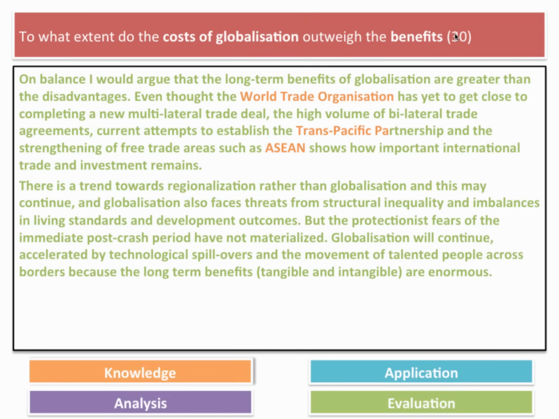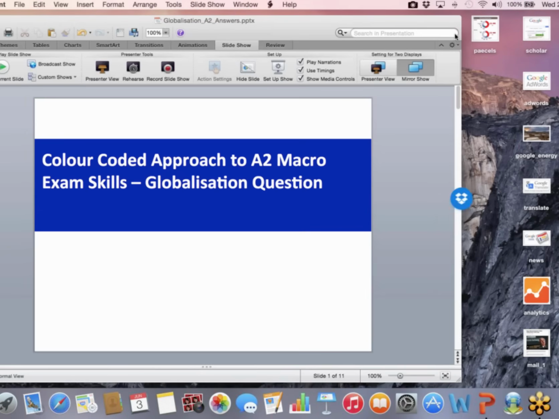My argument in the top paragraph here is that if globalization did not bring more benefits than costs, countries would not be trying to negotiate trade and investment deals. And that's why I think the benefits ultimately outweigh the costs. Equally, globalization is not inevitable. And we shouldn't necessarily assume that it is. So there you have a color-coded answer to the question.